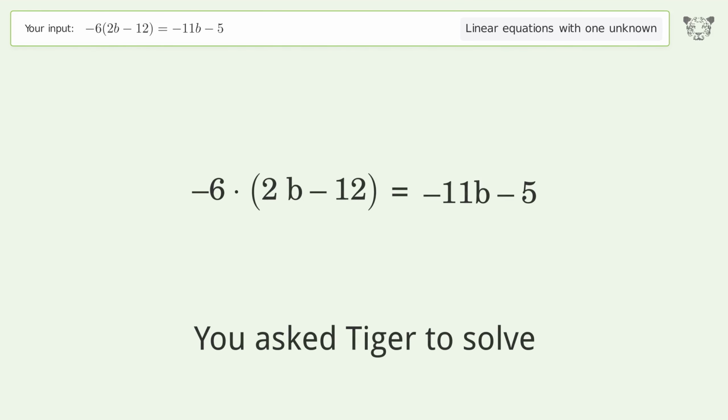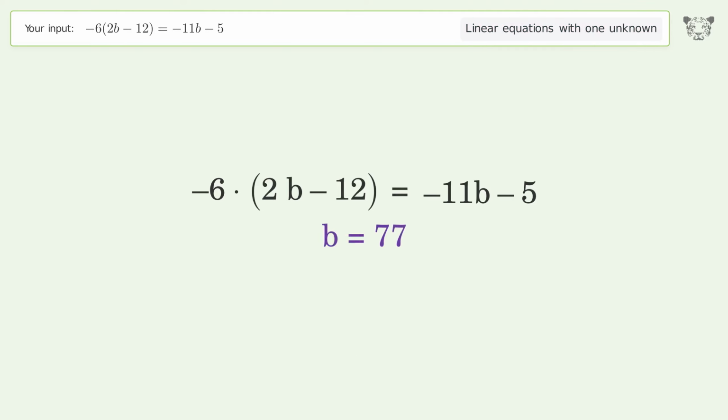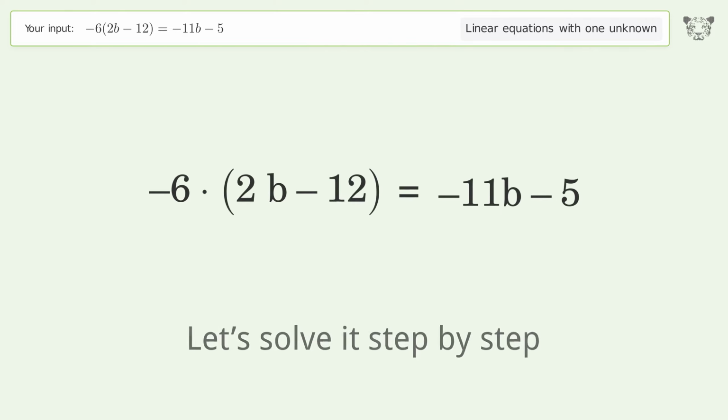You ask Tiger to solve. This deals with linear equations with one unknown. The final result is b equals 77. Let's solve it step by step.